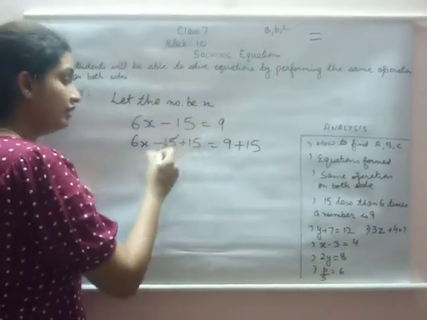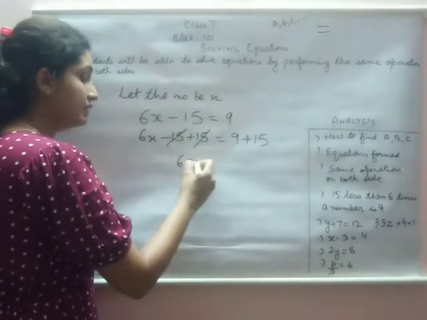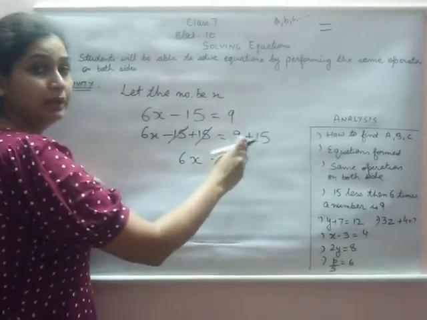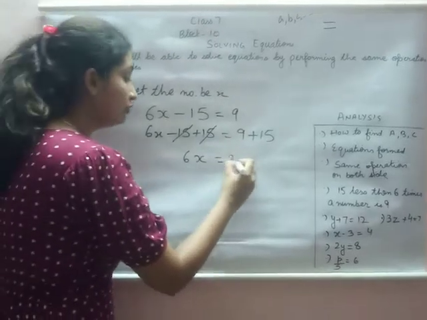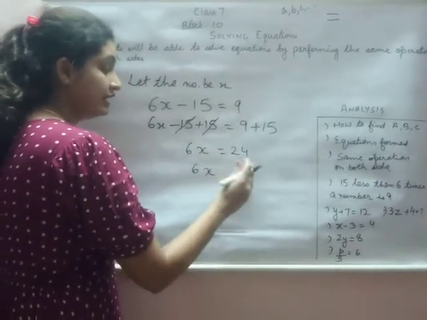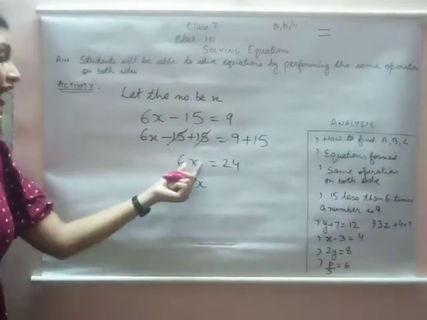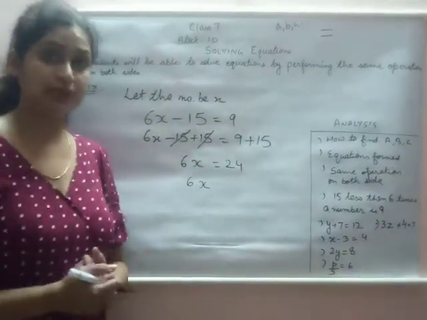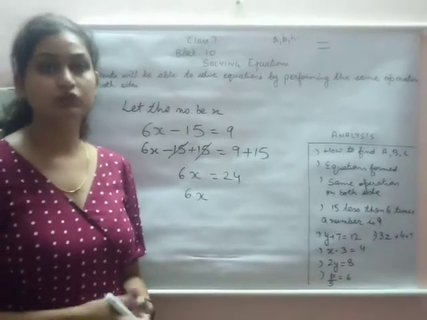Right? Now 15 plus 15 cancelled out. Here it will be 6x. 15 plus 9 is 24. Now see, here 6x, here 24. Now we have to isolate this variable. We have to leave this variable alone. So what will we do?